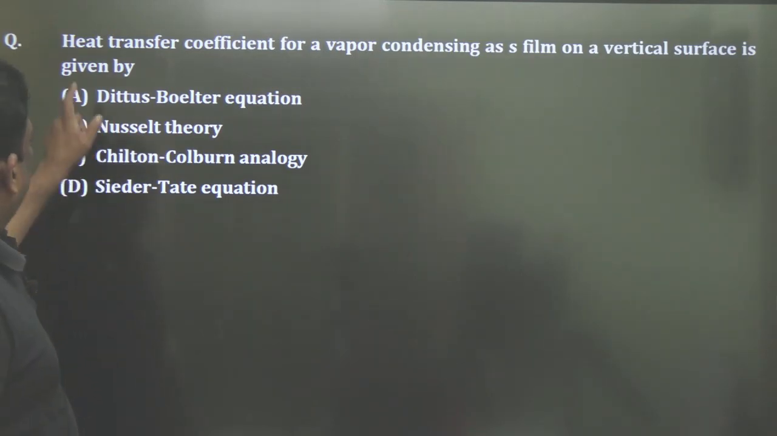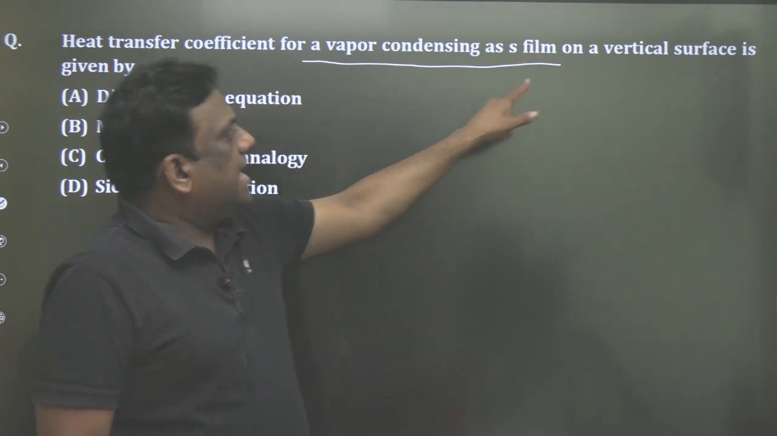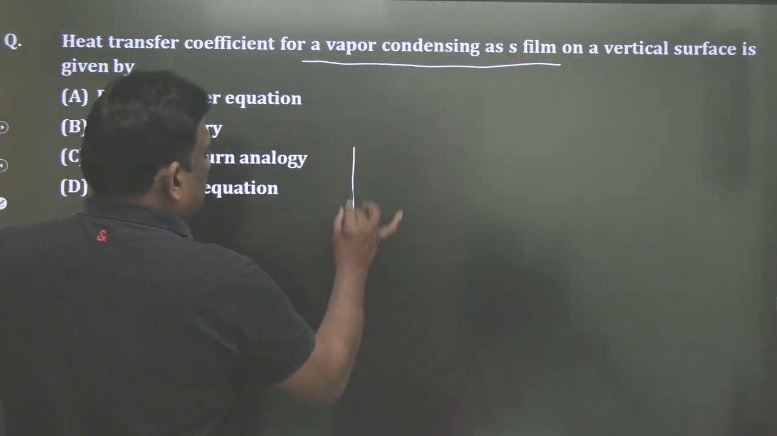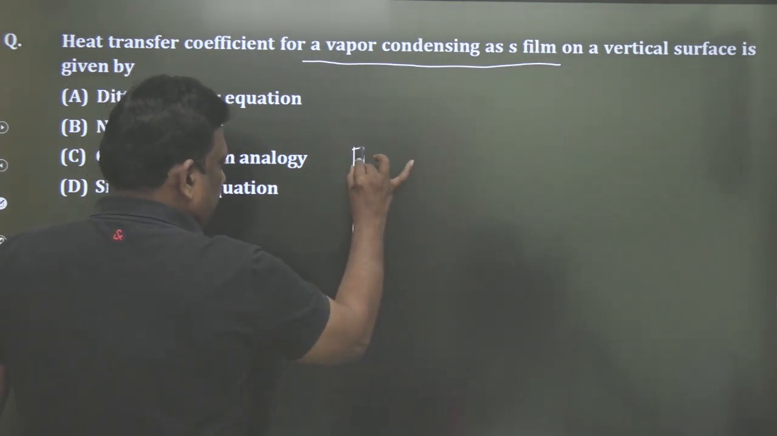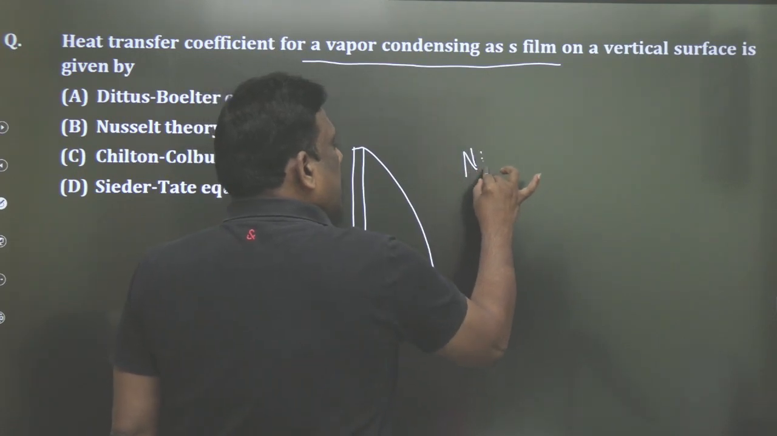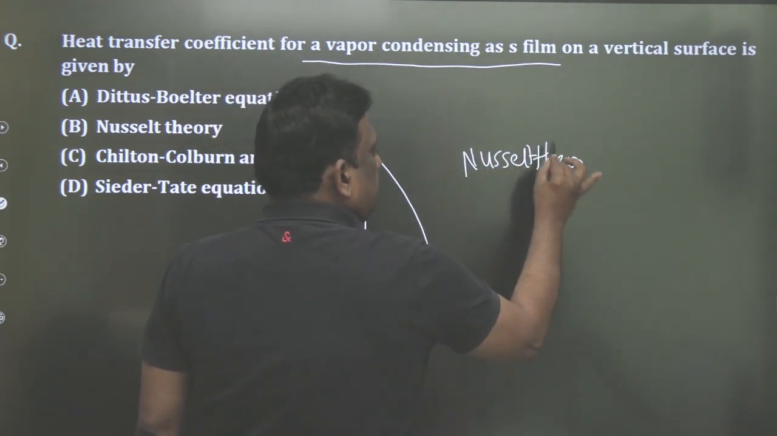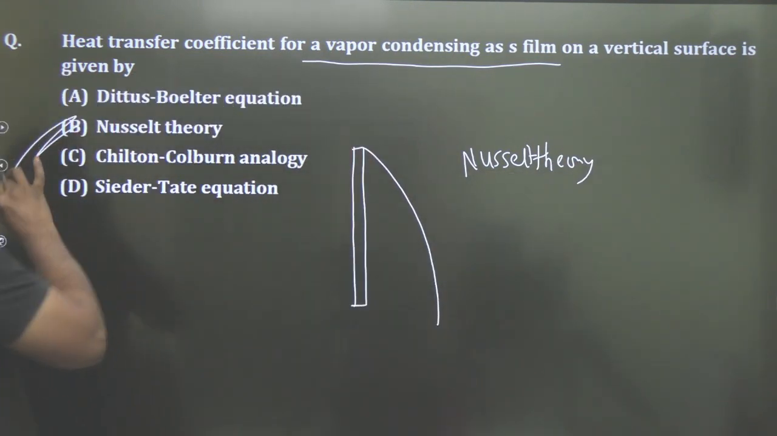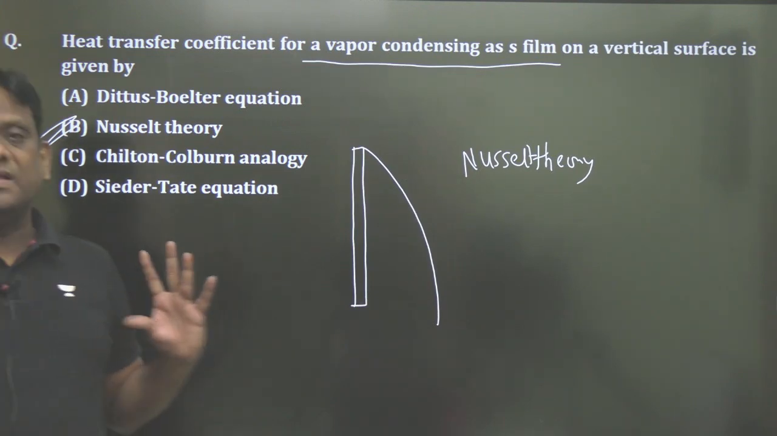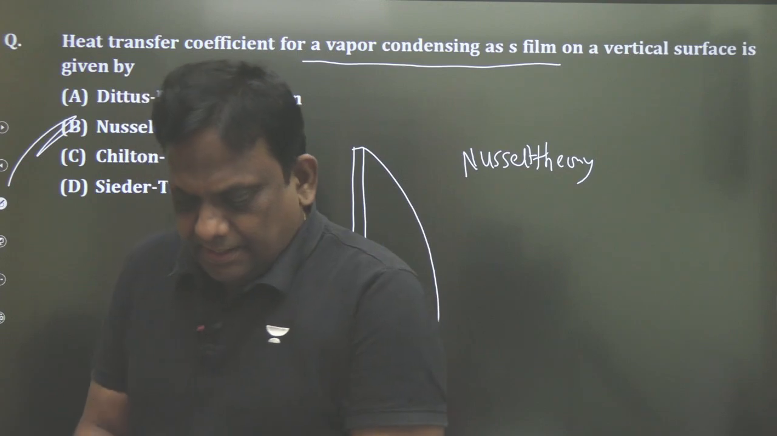Now read the question. Heat transfer coefficient for a vapor condensing as a film on a vertical surface is given by, here students, this is the plate and there is a condensation. And there is one theory known as Nusselt theory, Nusselt theory for the film-wise condensation. According to this theory, there are some assumptions. So Nusselt theory is used.